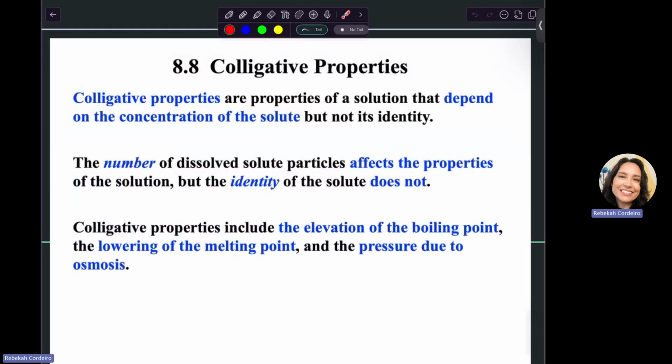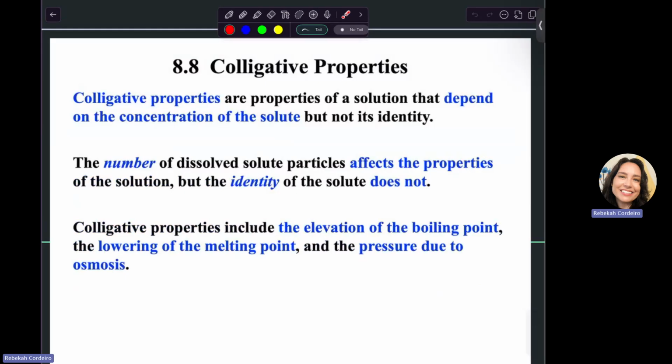So, for example, salt water doesn't behave exactly the same way as salt does or water does. And so the salt changes the properties of the water. And the way that it changes is through something called a colligative property. So colligative properties are properties of a solution that depend on how much we have of the solute, but not its identity.